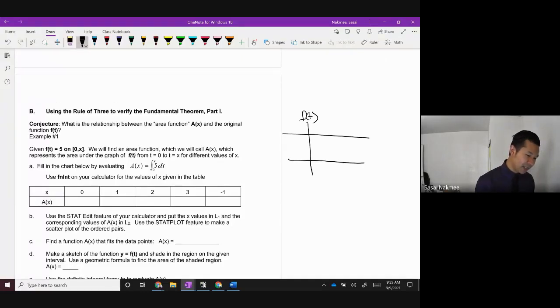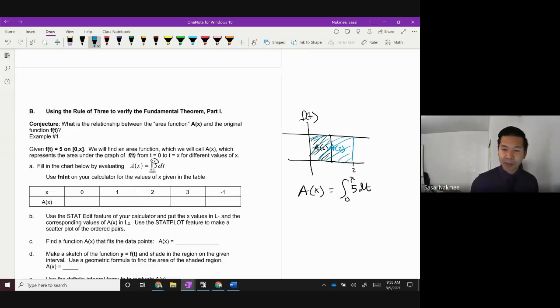Now, what a of x does is calculate the area from 0 to whatever x is. So a of x is going to be equal to the integral from 0 to x of 5 dt. Now, what I'm saying is this. If I calculate the area up to where x is equal to 1, a of 1 would be equal to this guy right here. That's what a of 1 would equal. If I go to 2, a of 2 would be equal to all of this area right here, including a of 1.